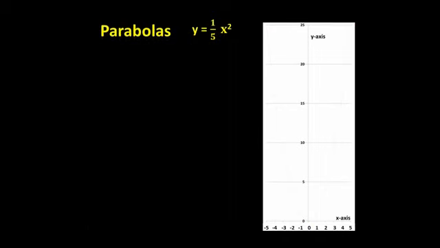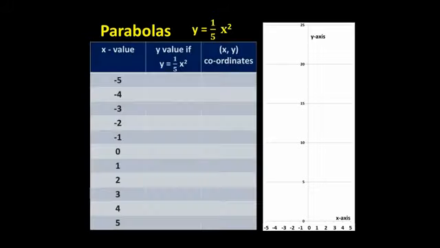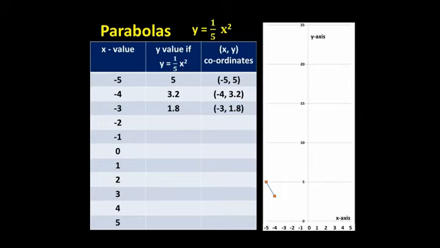If we now take the equation y equals 1/5 x squared, the values for y change. Let's now calculate the values and see the resulting shape of the curve. 1/5 of -5 squared equals 1/5 of 25, which equals 5. So our first point is drawn at -5, 5, which on the graph is here. 1/5 of -4 squared is 3.2, so the next point goes at -4, 3.2. 1/5 of -3 squared is 1.8, so the next point goes at -3, 1.8.